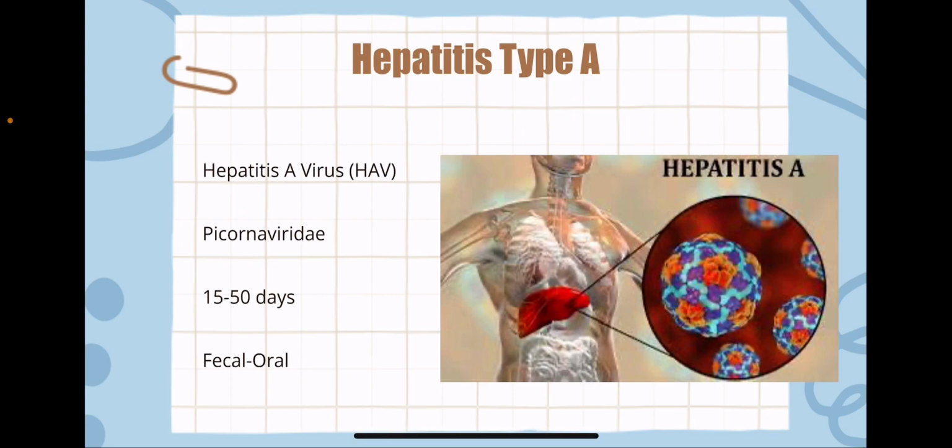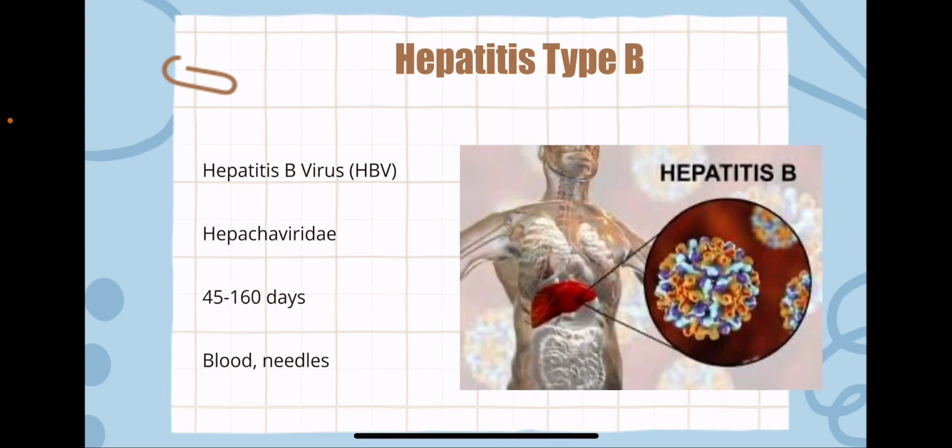Now, first we have hepatitis type A. Its etiology is the hepatitis A virus, HAV, and it is transmitted fecal-orally through contaminated food or contact with another person. It most commonly affects children, adolescents, or young adults with an incubation period of 15 to 50 days.